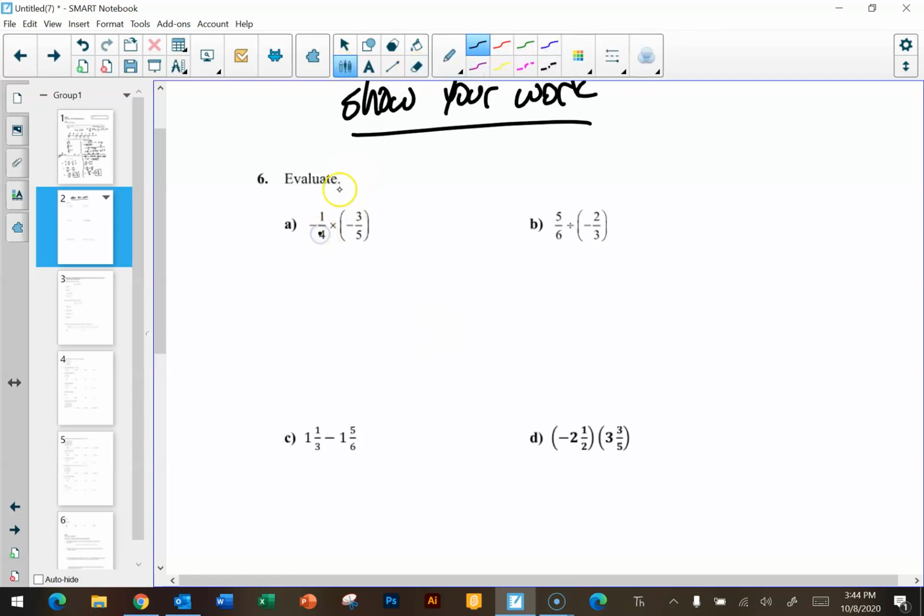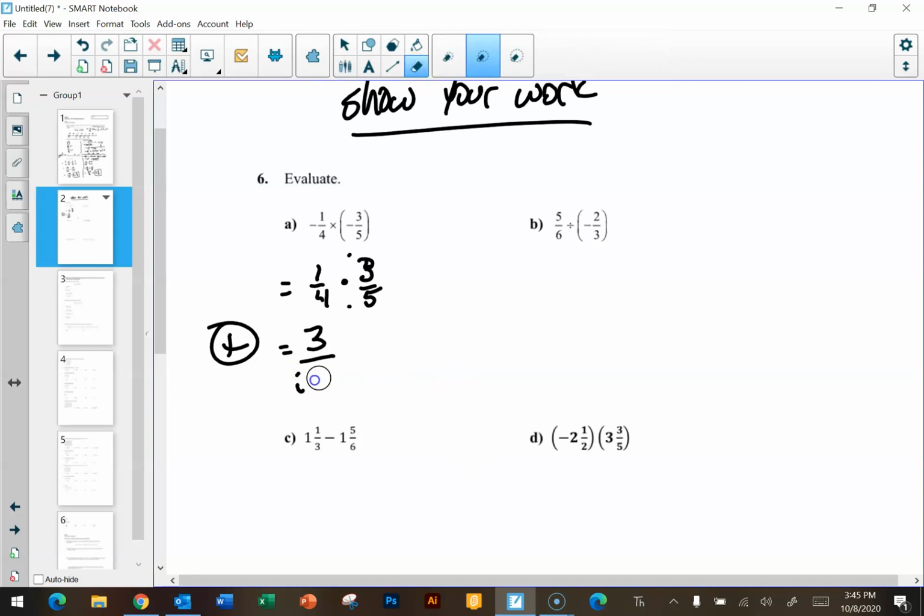So this is a negative. It's a negative times a negative. So our final answer is going to be positive. So now I'm not even going to worry about signs. I'm just going to write numbers. So it's 1 over 4 times 3 over 5. So that's tops times tops, bottoms times bottoms, right? So that is going to be equal to 3 on the top and 20 on the bottom. 3 over 20. Ooh, messy today. Messier than usual. 3 over 20 is your final answer there.